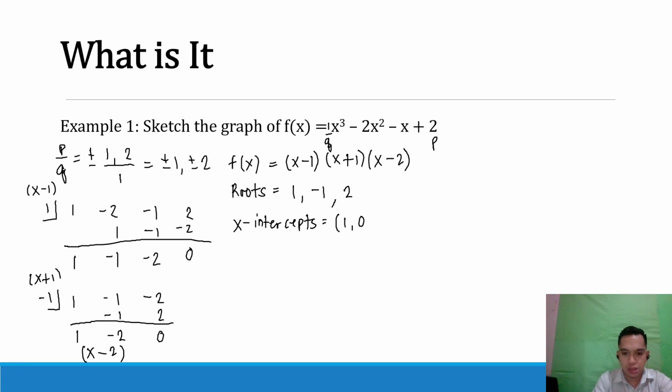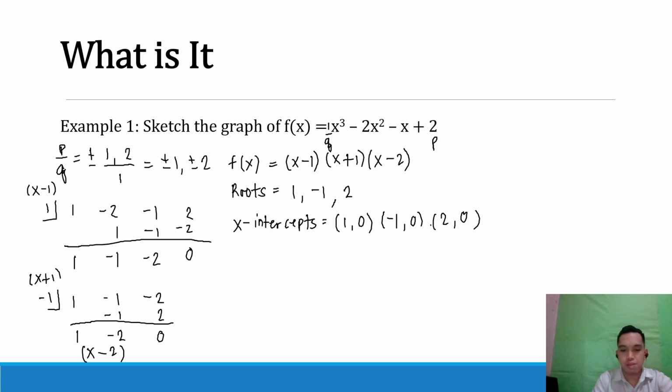Then, our y is 0, because these are x and y coordinates, class. So our x is 1, because they are x-intercepts, and the y is automatically 0. Then, next is negative 1, 0. Then, we also have 2, 0. So, these are our x-intercepts.